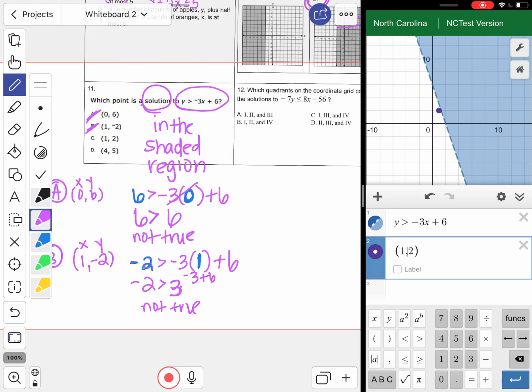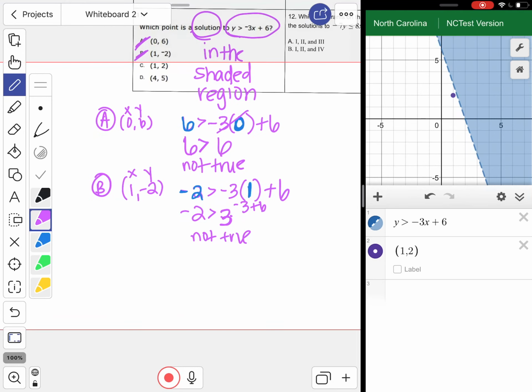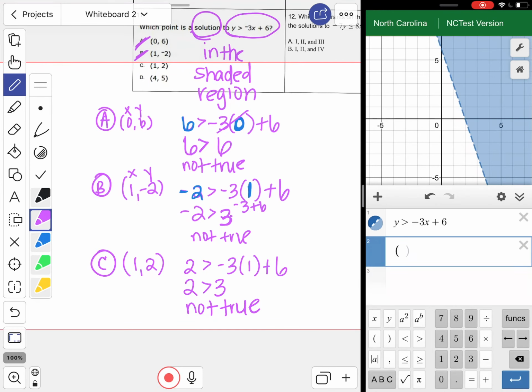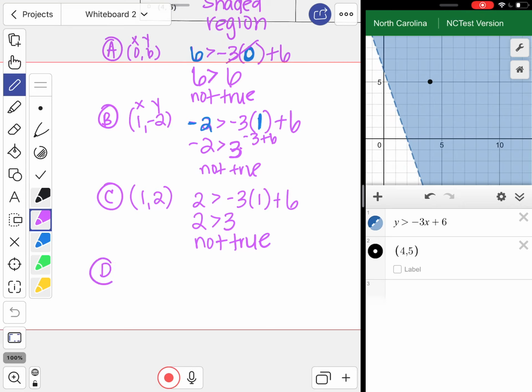So the next one is just 1, positive 2. And it almost looks like it, but if you zoom in, you can see that it's outside the shaded region as well. You can again check that. So I have 1, 2. So 2 is greater than negative 3 times 1 plus 6. We already figured out that that equaled 3, and 2 is not greater than 3, so that's not a true statement. So the last one is 4, 5. All right, so 4, 5 is clearly in the shaded region, but let's see how it looks after I've plugged it in.